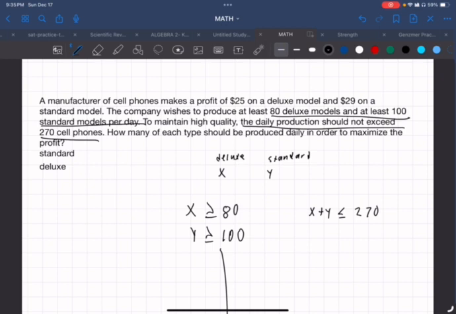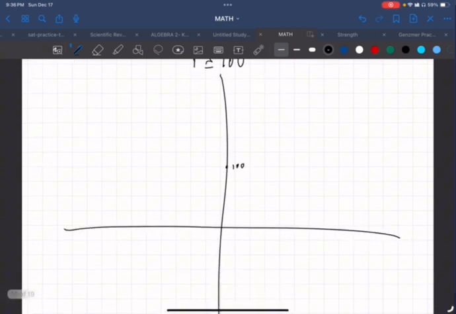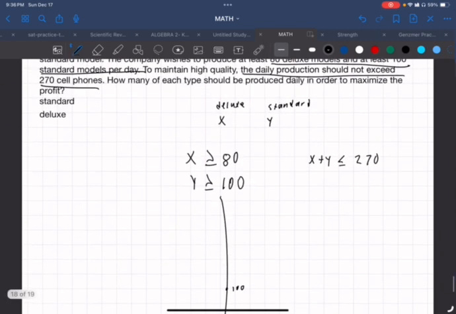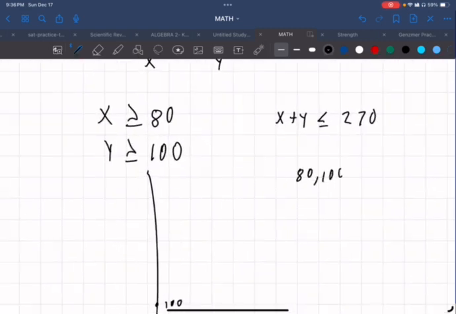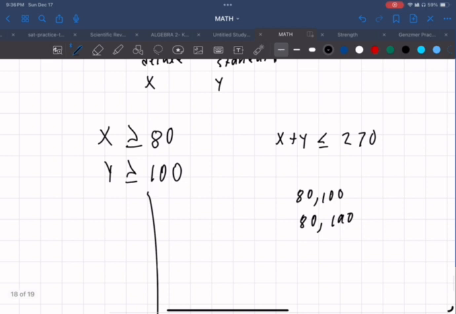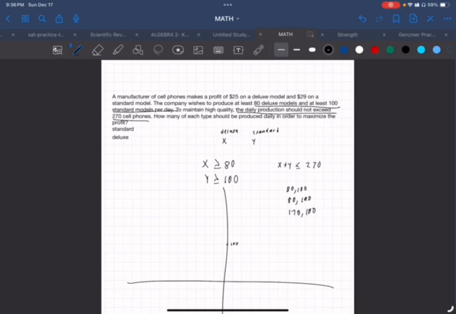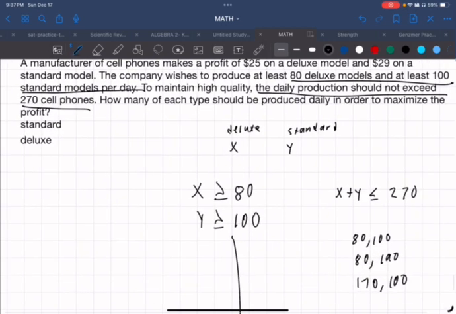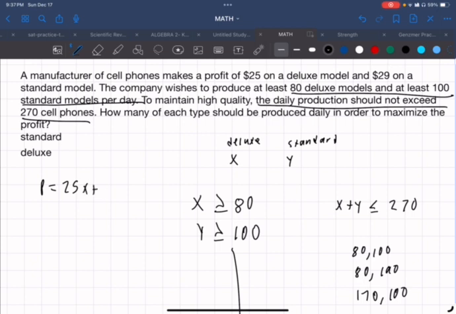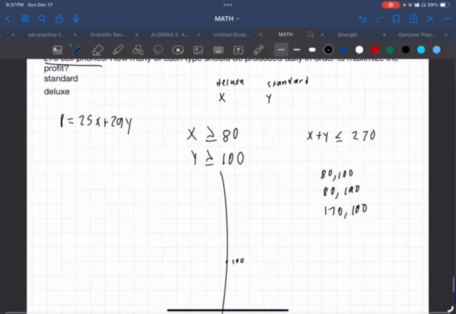Okay, so let me just. All right, there's the triangle with the 3 points, and the triangle is the feasible region for the profit. The points we have are 80, 100; 80, 190; and 170, 100. We have to plug these points into the profit equation to figure out which one is the best. The profit equation is 25x plus 29y. Let's plug in the points.